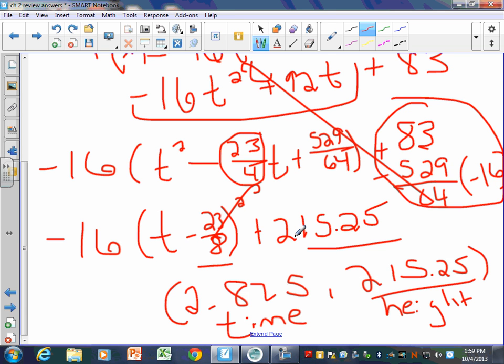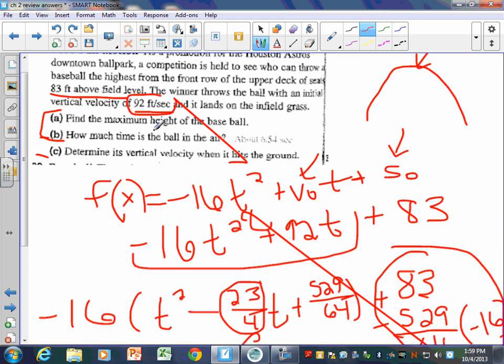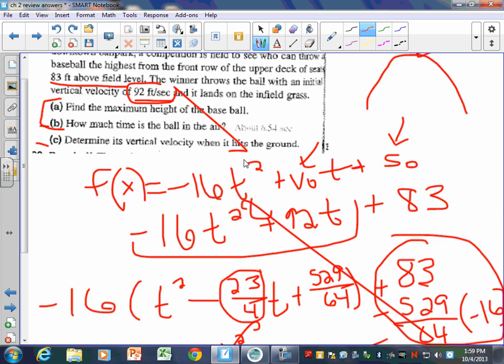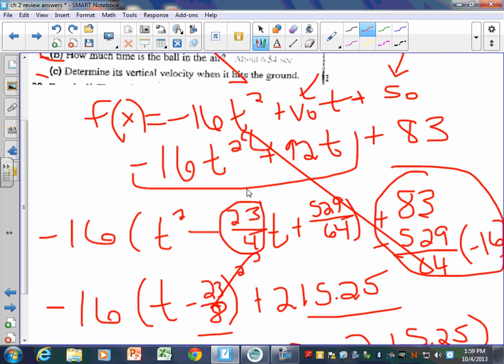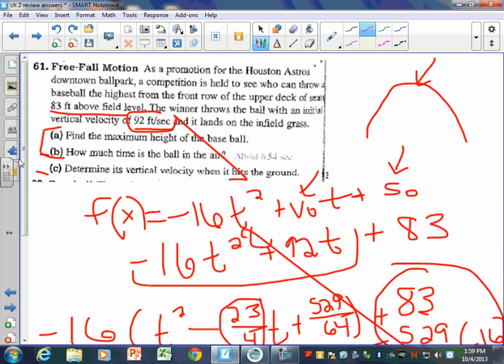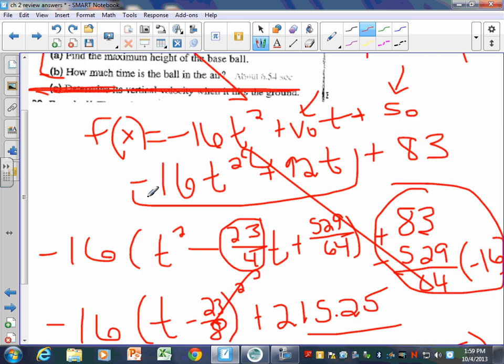Okay, how would you use this part C? Oh yeah. I don't know. Determine its vertical velocity. I feel like I know how to do it using calculus, because we do this in calculus all the time, but I don't know how to otherwise. I have to cheat. No, you don't have to do part C. Sorry. Vertical velocity. I don't know.